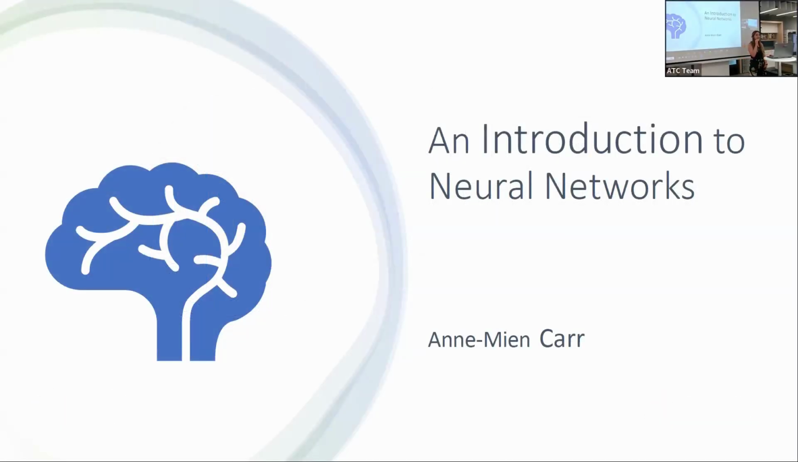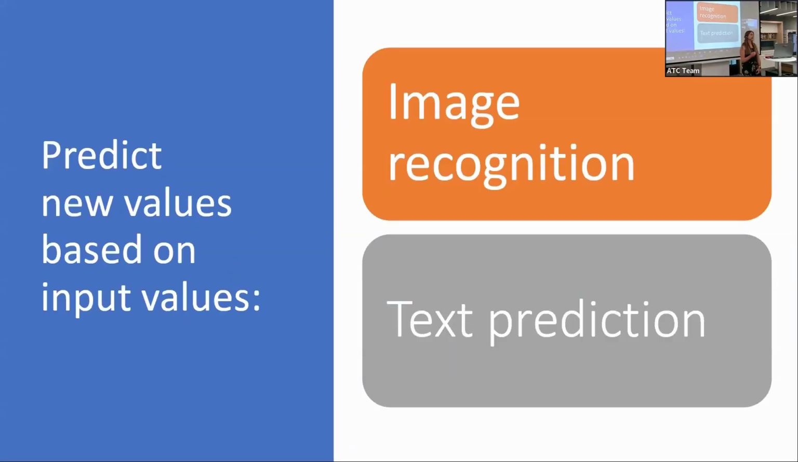I'll be providing a very simple introduction to neural networks, and then also talking a little bit about gradient descent. So a neural network essentially predicts new values based on input values. For example, in the case of image recognition, you provide the neural network with an image, or all of the pixels of the image, and it predicts a label of the image. So it tells us what the image is. In the case of text prediction, for example, you would give a sentence to the neural network and it would predict your next word.